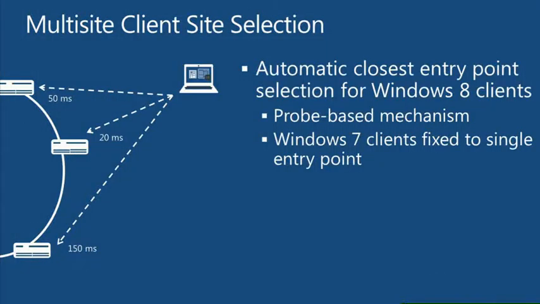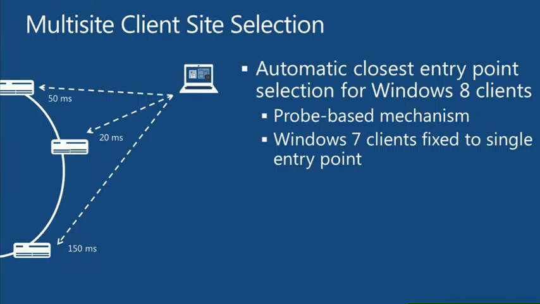So let's talk a little bit about multi-site client-side selection. So I've been harping about the automatic selection for the client. So how does that work? So it's pretty simple, really.